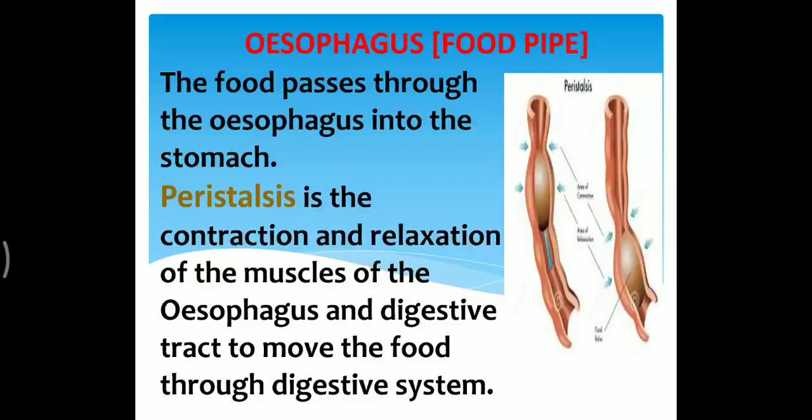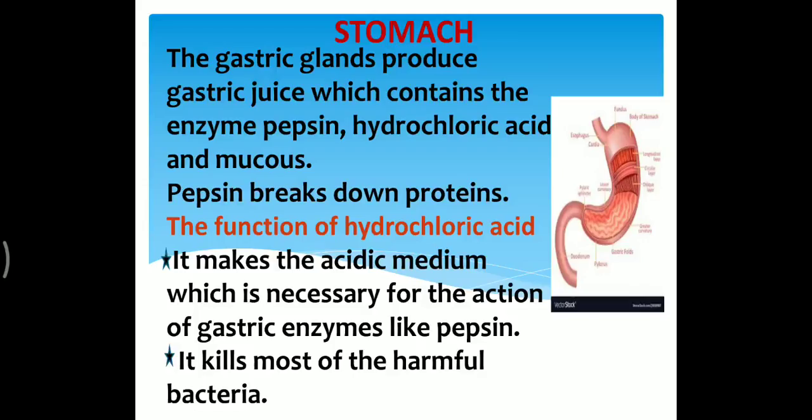Peristalsis is the contraction and relaxation of the muscles of the esophagus and digestive tract to move the food through the digestive system. See how it is being pushed. It contracts and expands and pushes the food through the esophagus. Next, the food comes and falls into the stomach, a J-shaped organ. You all know that the stomach is a J-shaped, sac-like structure.